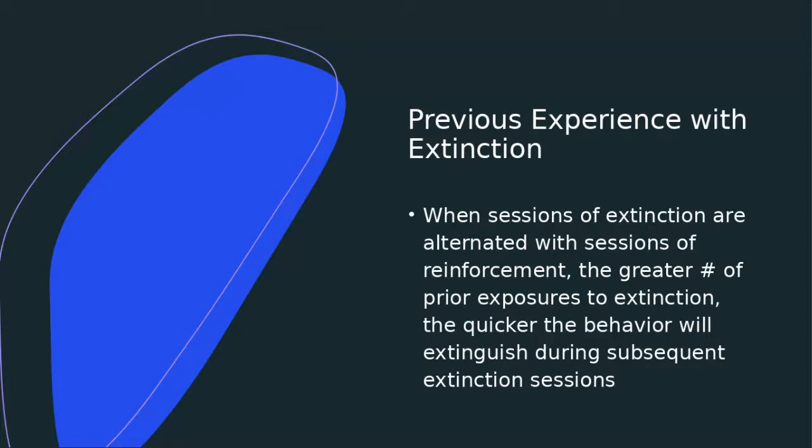So another factor to consider is previous experience with extinction. When sessions of extinction are alternated with sessions of reinforcement, the greater the number of prior exposures to extinction, the quicker the behavior will extinguish during subsequent extinction sessions. This means when you have experience alternating between periods of reinforcement and extinction, the greater experience you have with extinction, the more quickly you learn to recognize an extinction session, and the more quickly your behavior decreases.